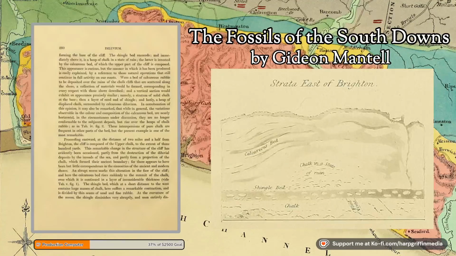In corroboration of this opinion, it may also be remarked that while in general the variations observable in the color and composition of the calcareous bed are nearly horizontal, in the circumstances under discussion they are no longer conformable to the subjacent deposit, but rise over the heaps of chalk rubble, as in Tablet 4, Figure 2. These interspersions of pure chalk are frequent in other parts of the bed, but the present example is one of the most remarkable.